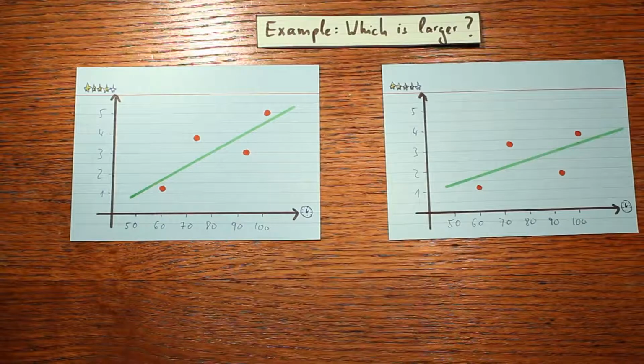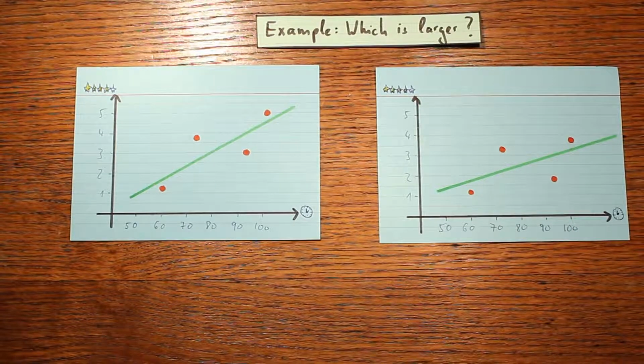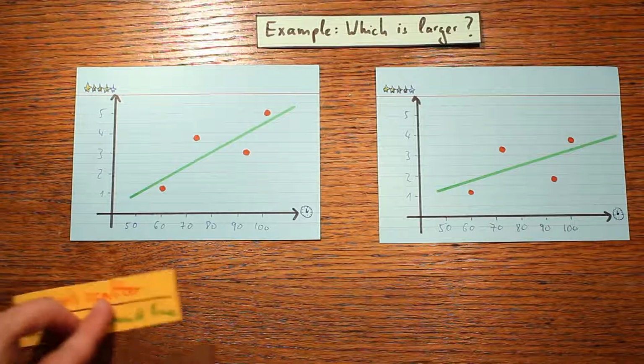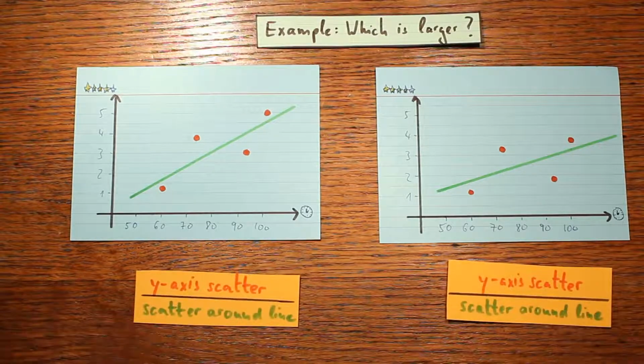And then step 2 is to remember the slope of these lines. Well, they are both positive. So in this case, we already know that both our correlation coefficients will be between 0 and 1. So in the third step, we have to compare the scatters around the y-axis against the scatters around the fitted lines. Okay, let's look at the y-axis first.